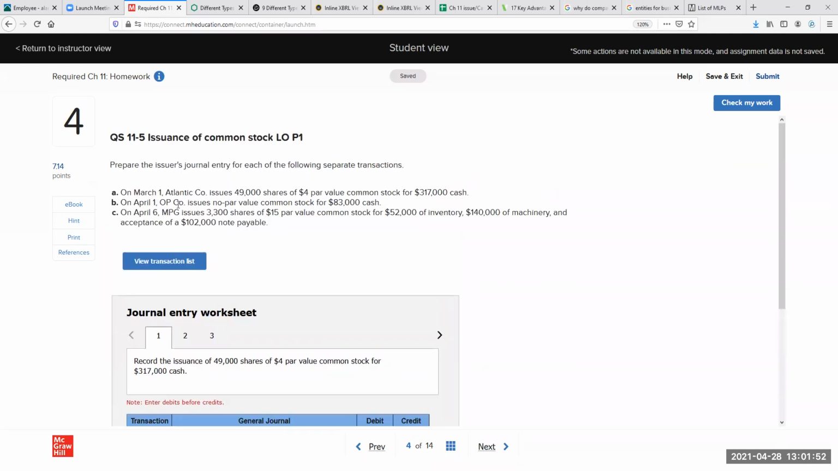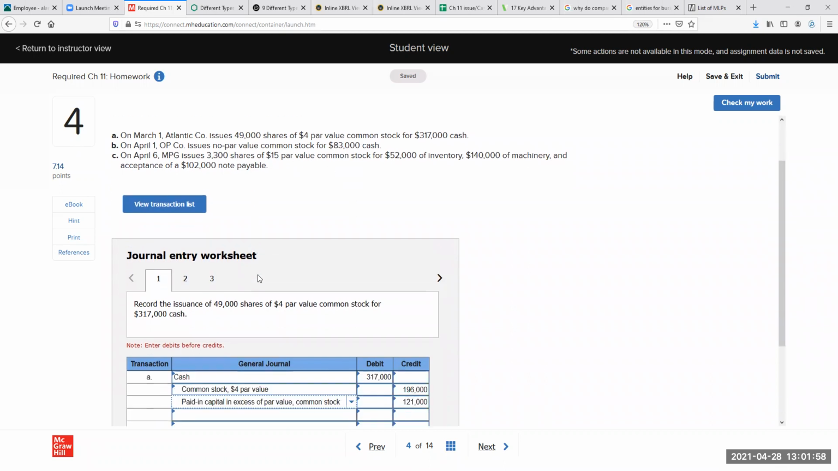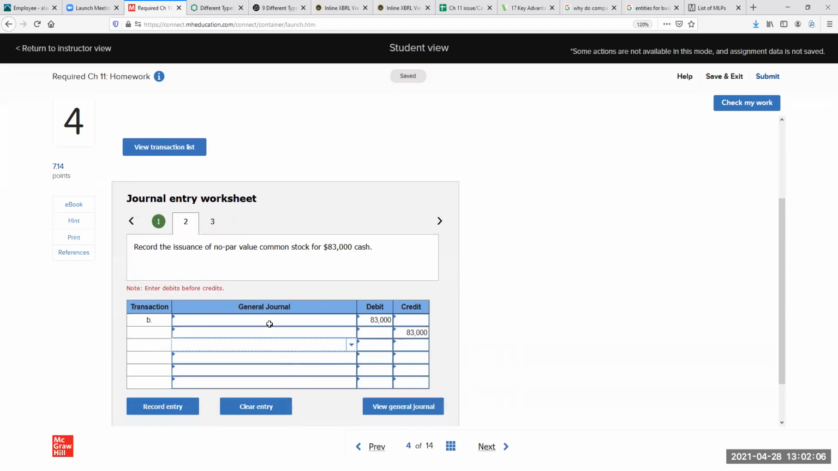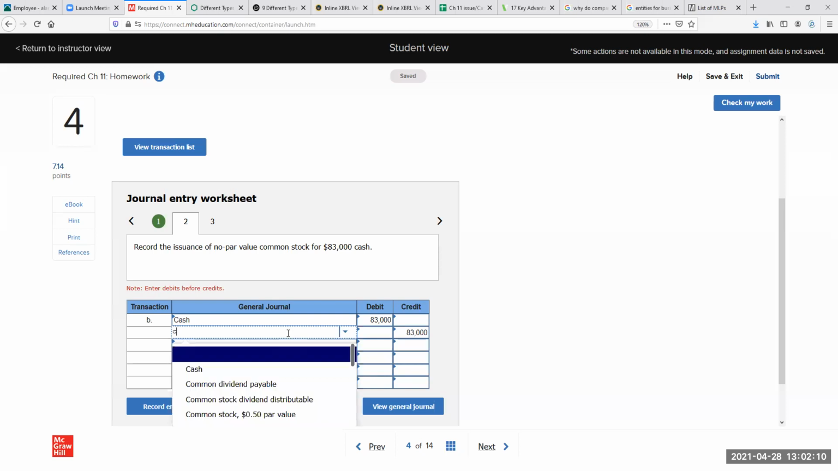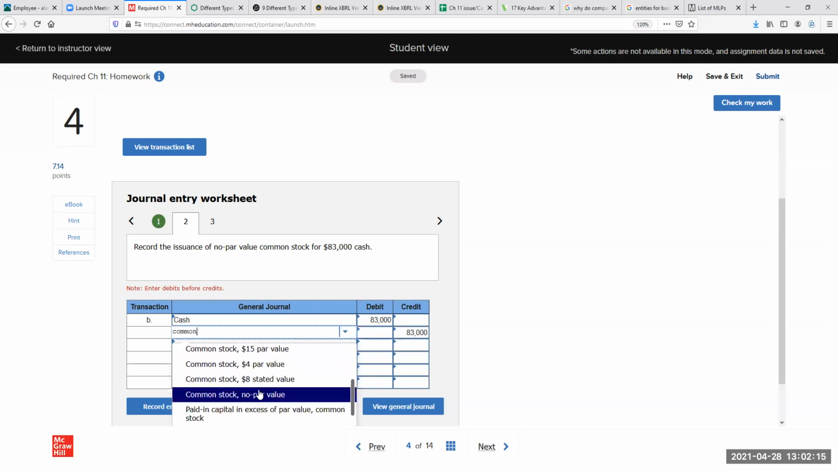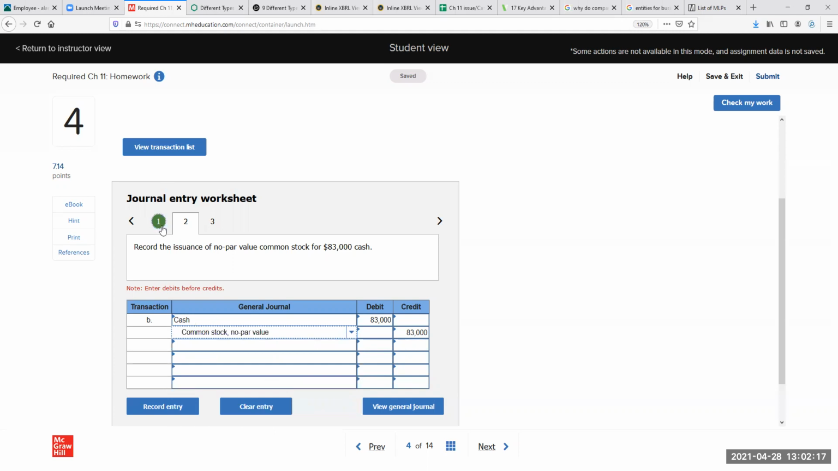Now, what happens the next one? Issues no par. So you should be able to do that, because if there is no par stock, it all goes to the common stock. Cash, common stock, no par. Okay, but you just have to tell the world always where the money came from. No par. It all goes there. There's no APIC, no paid-in capital if it's no par.